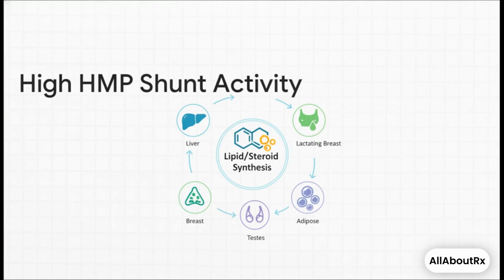Now, because of what this pathway actually makes, it isn't equally active everywhere. You'll find exceptionally high HMP shunt activity in places like the liver, the lactating breast, adipose tissue, the testes, and the adrenal cortex. So, what do all those have in common? Well, they're all sites of massive lipid or steroid hormone synthesis. They are building really complex molecules. And the HMP shunt provides the exact raw materials they need to get that construction done.